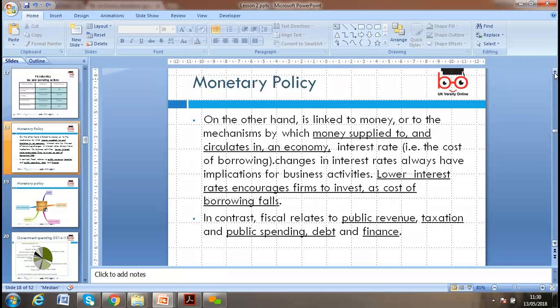So the next policy we are looking at is called monetary policy. Monetary policy is the policy of the central bank, which we also call the state bank. It concerns the money, or the mechanism by which money is supplied to and circulates in an economy. Interest rates being changed have an implication for business activity. A lower interest rate encourages firms to invest as the cost of borrowing falls.